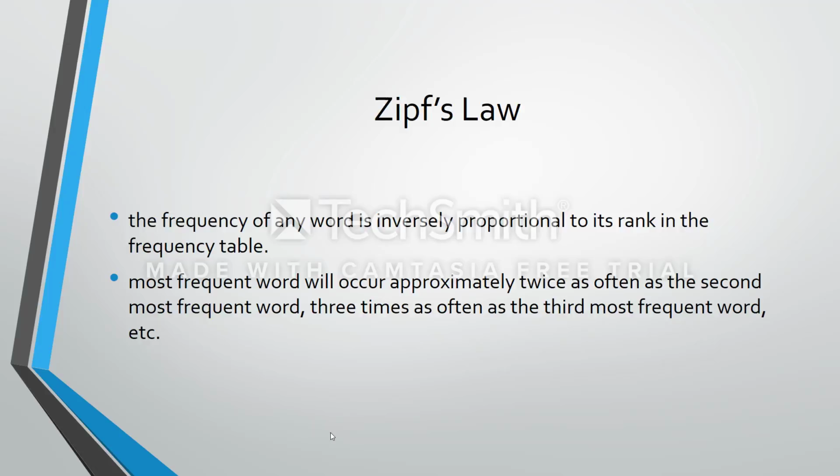So what is Zipf's law? Well, Zipf's law states that the frequency of any word is inversely proportional to its rank in the frequency table. It means that the most frequent word will occur approximately twice as often as the second most frequent word and three times as often as the third most frequent word, etc. It goes on like that.